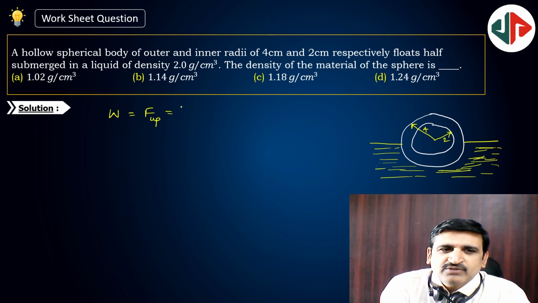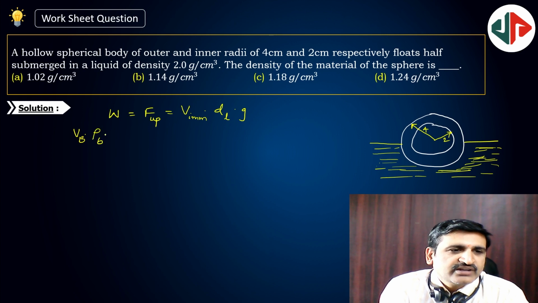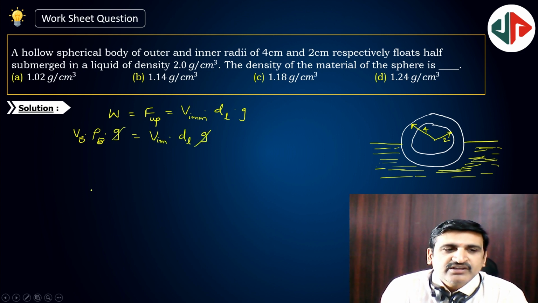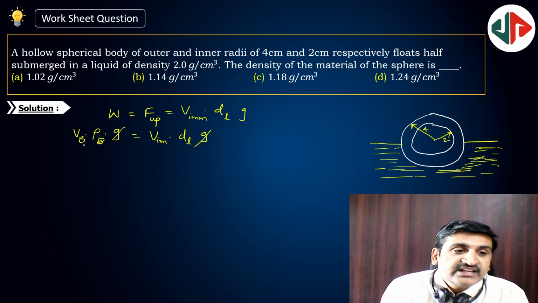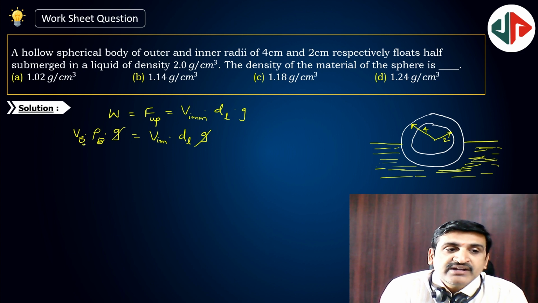Upthrust is equal to volume of the body immersed into density of the fluid into gravity. This is the upthrust formula. Weight formula is volume of the body into density of the body into gravity. This is equal to volume of the body immersed into density of liquid into gravity. Gravity first cancels. Now in order to calculate weight, you have to consider the volume of the body material.